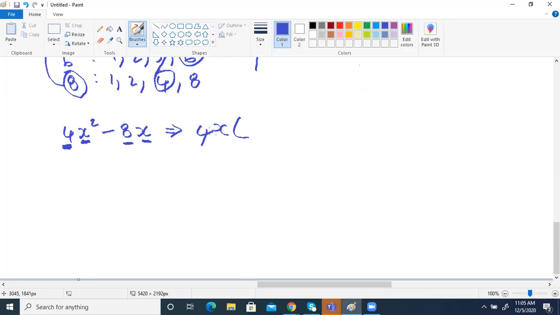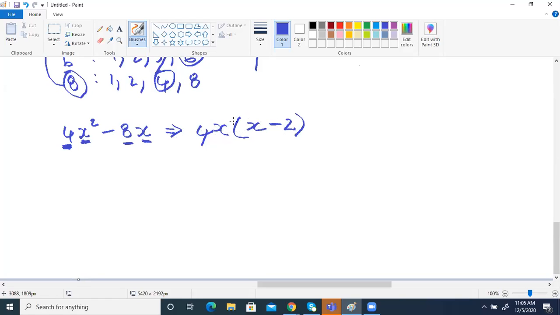So 4x times what gives 4x squared? X. 4x times x gives 4x squared. So we know that's supposed to be in there. Then you can go again and say, okay, what is going to give me minus 8x? So 4x times x is 4x squared, and 4x times minus 2 is minus 8x, right? And that's it.